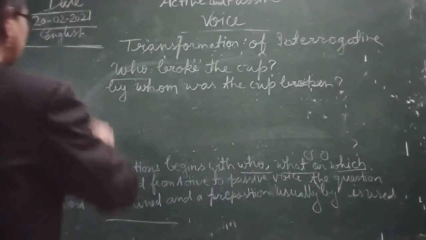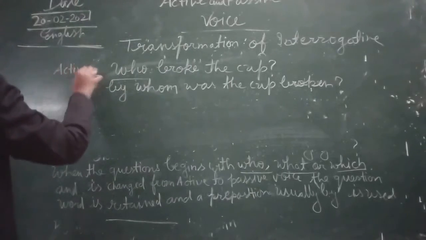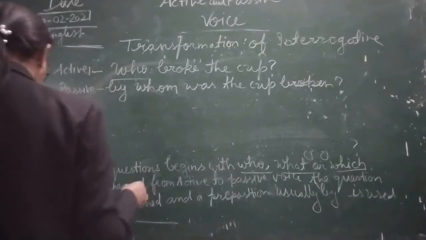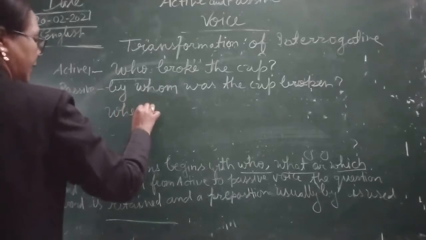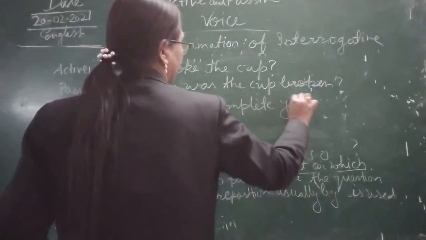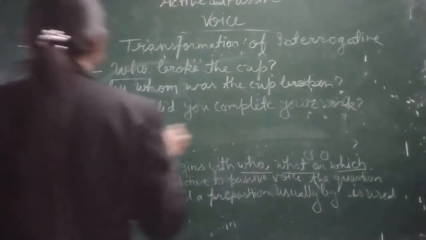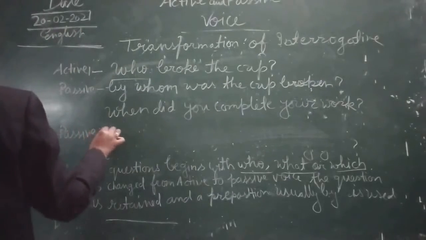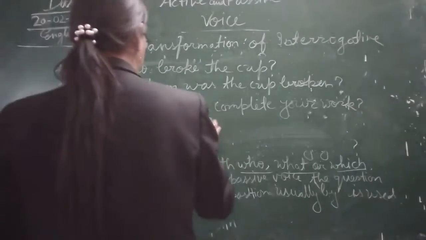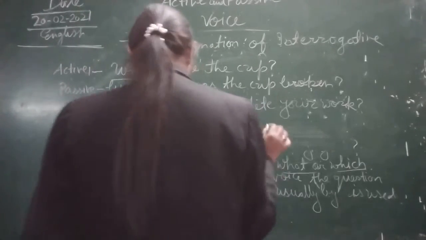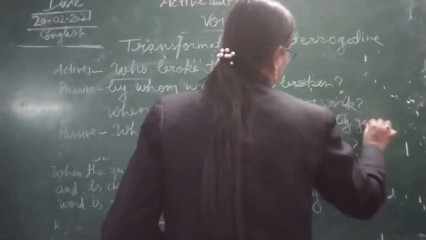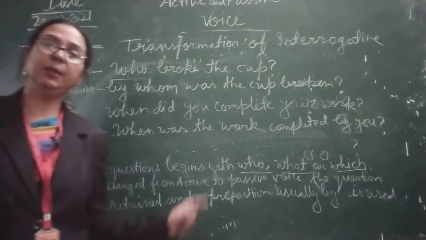Okay. Now here next example, this is active voice and this is passive voice. Okay children. Now if we are writing, when did you complete your work? Okay, so in passive voice, what we will write? We will write when was the work completed by you children.